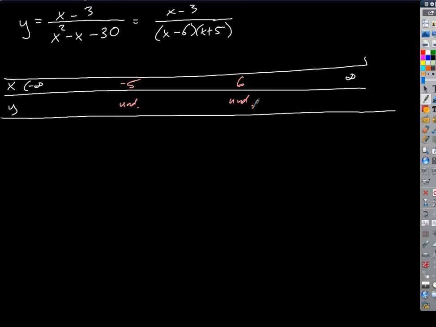And the reason it's undefined is because the bottom is 0 and the top is not. So we can right away just call those vertical asymptotes. And those are going to split our function. Look how you can already see that's going to split our function vertically into different regions, right? Okay, good. What else? How about limits? Can we do anything with limits here?